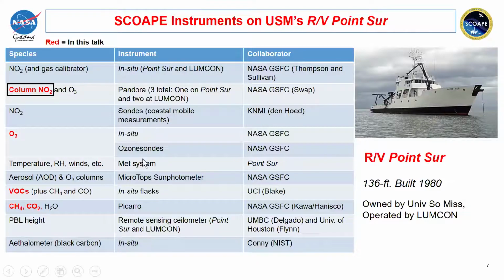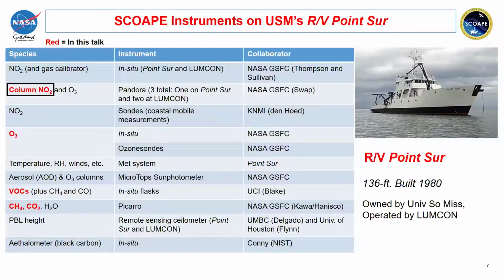We had ozone sondes launched most days, sometimes twice a day. That meant we had radiosondes to give us boundary layer structure, and all the way above, our sondes get to the stratosphere. In situ ozone, we had AOD and ozone columns from Microtops. And we did have a ceilometer both on shore and on the cruise to look at PBL height. We also had an ethylometer.